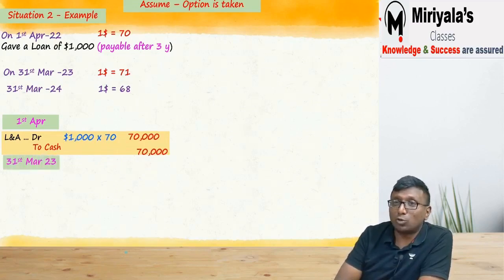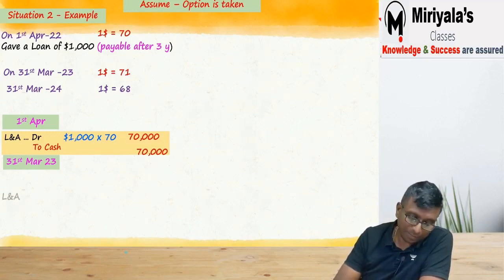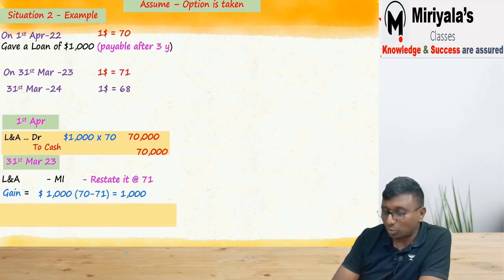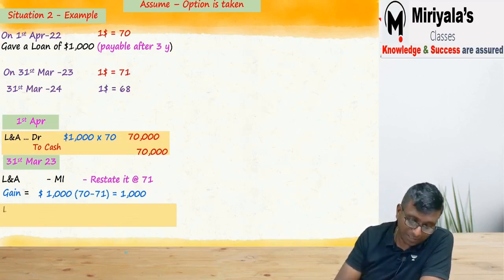31st March 2023 came. Now loans and advance is a monetary item, a long-term monetary item. You are going by the option under AS 11. Are you supposed to restate or not? You have to restate. Anyhow, you are supposed to restate it. Because of it, there is a gain. 70 became 71, so 1,000 rupees. So journal entry, please. Loans and advance should be increased by 1,000. Loans and advance account debit 1,000 to FCMITD account.